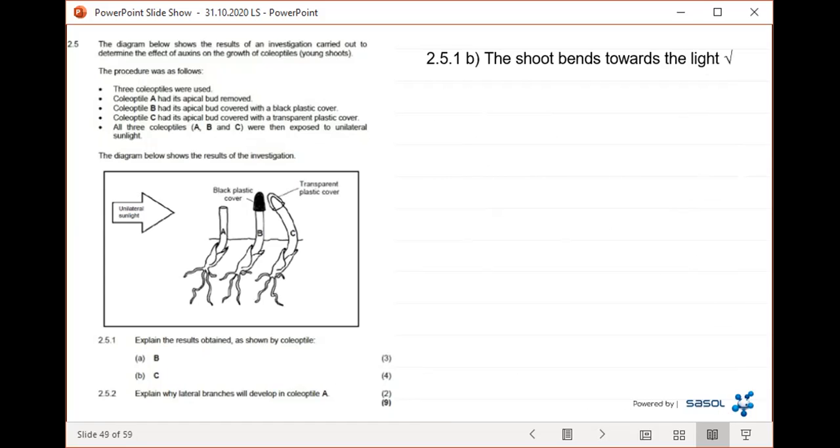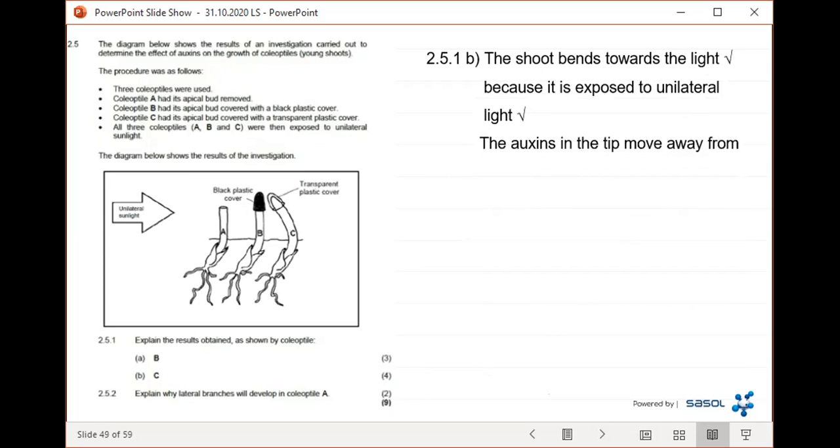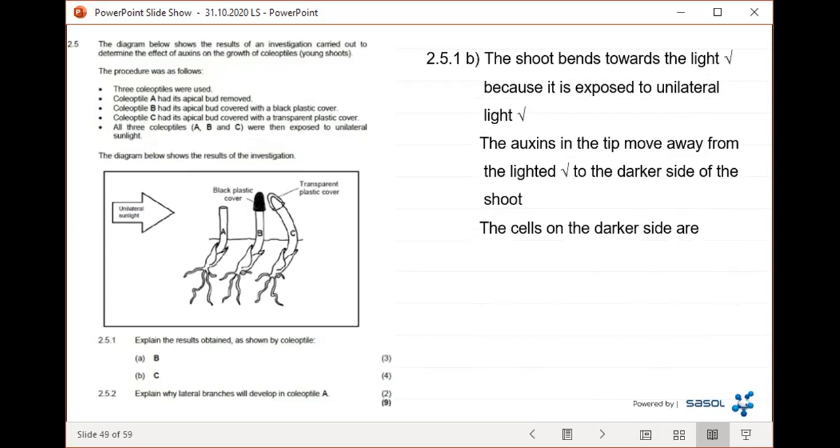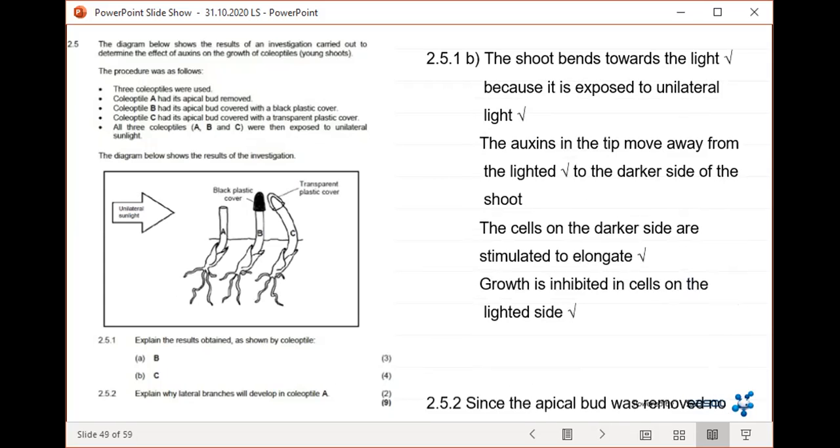You mention that and you get your first mark, and then because it is exposed to unilateral light, you mention why it's bending, you get your second mark. The auxins in the tip move away from the lighted to the darker side of the shoot. Then the cells on the darker side are stimulated to elongate. Growth is inhibited on the lighted side. So you would get your 4 marks there. Any 4 points which I mentioned, you get your 4 marks.